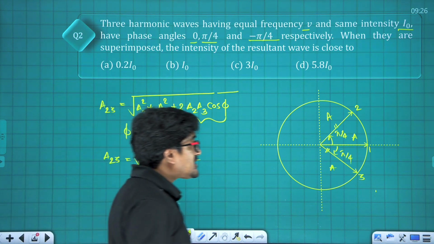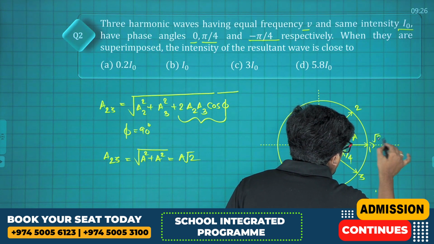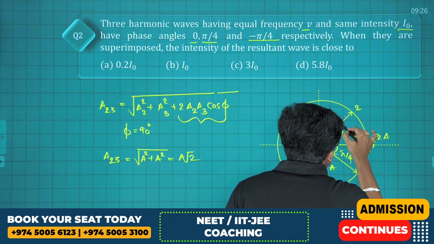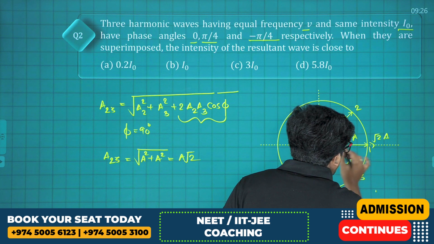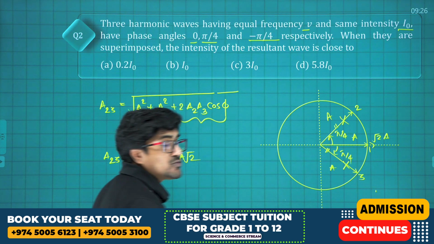And in which direction is it? It is in the direction of this. So root 2 times A is now here. Now this is no more existing. I am considering these two. Now what about the resultant of these two?